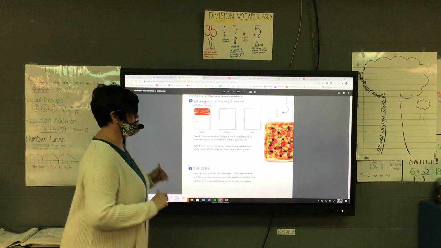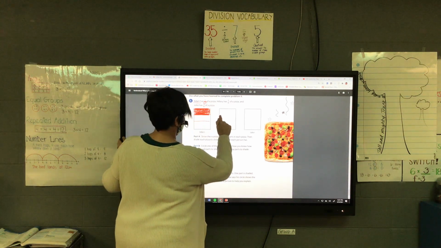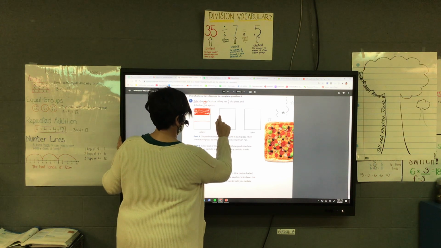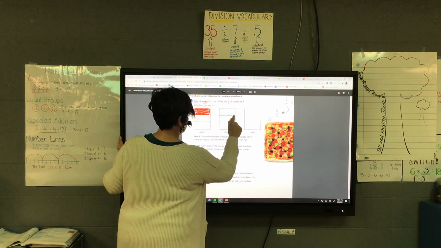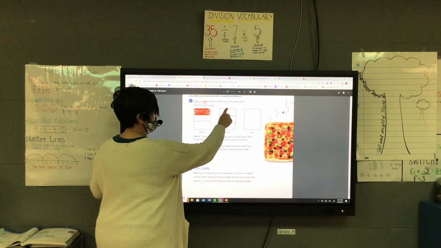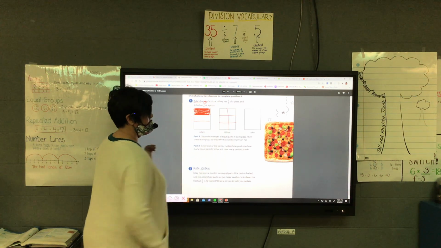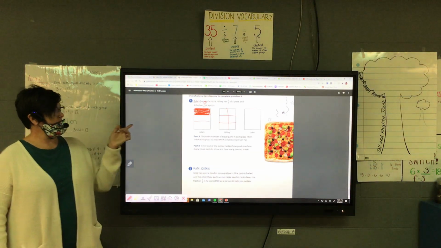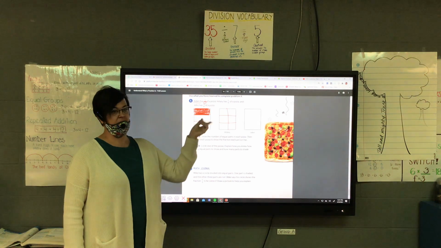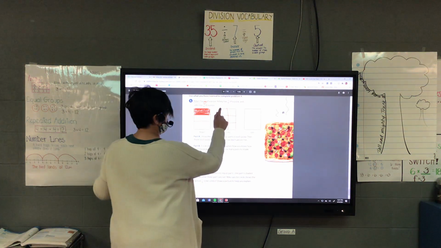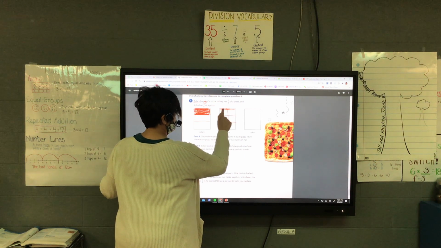6 equal parts. So let's do this. Let's split it at first like we did Adam's, and then let's split it right down the middle. Let's do it that way. Now, how much of that pizza does Hillary have? 2. So how many are we going to shade in? Let's shade in these top 2.